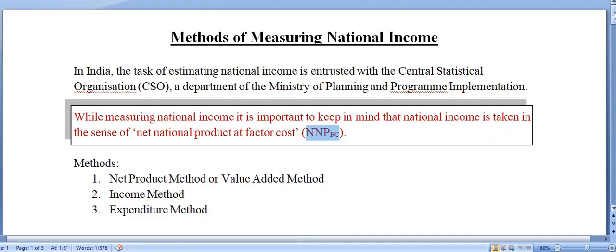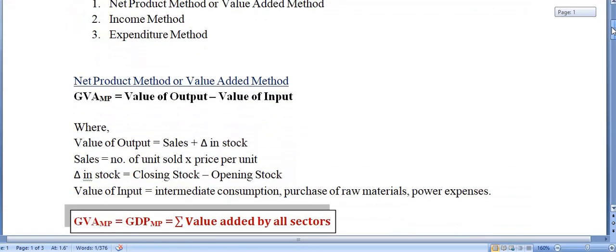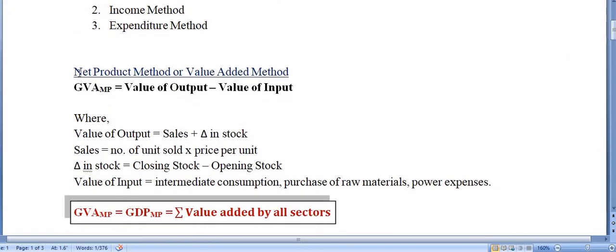Now let us go to the net product method, or value added method. Under this, you will get GVA MP equals value of output minus value of input. So this is the formula. GVA stands for gross value added at market price. The formula is very simple: value of output minus value of input.